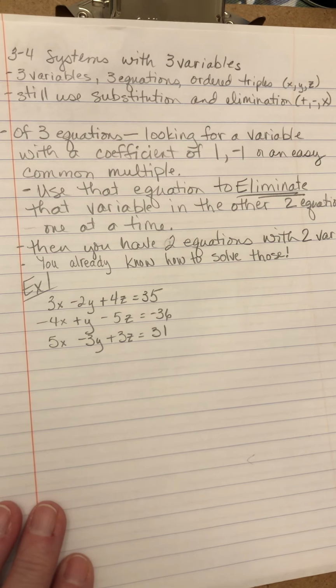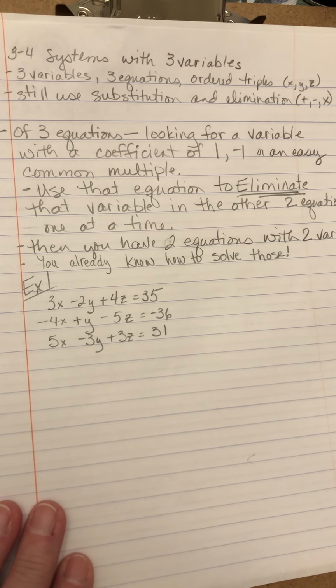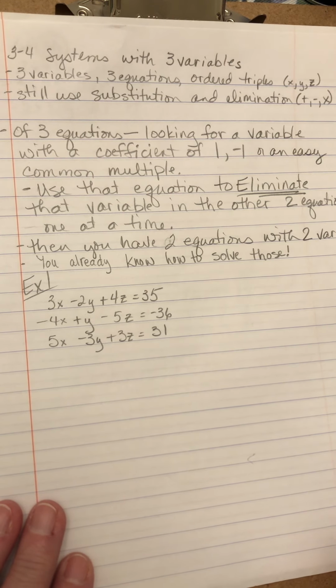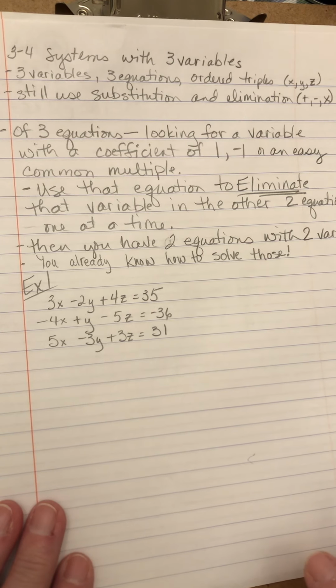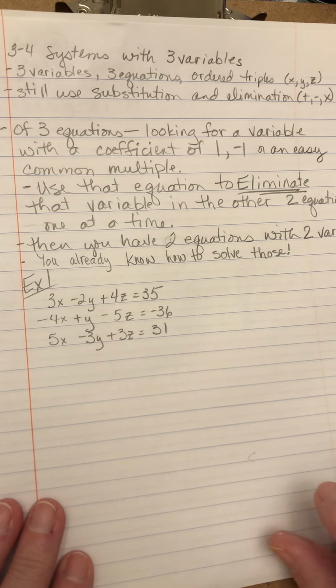We're going to use that equation to eliminate that variable in the other two equations one at a time. You'll see that when we do it. Then you have two equations with two variables. You already know how to do that.